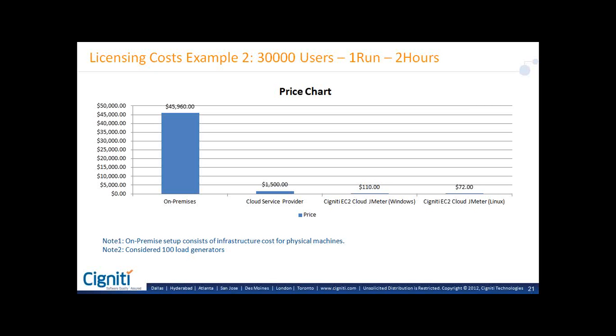Let's take a second example where we need to do a load run of 30,000 users, again only one run for 2 hours. If we set up the lab on-premises, the cost is huge, around 50K. The same thing from cloud service providers costs around 1,500K, and with our own lab that we set up on Amazon, it's only $110 or $72.